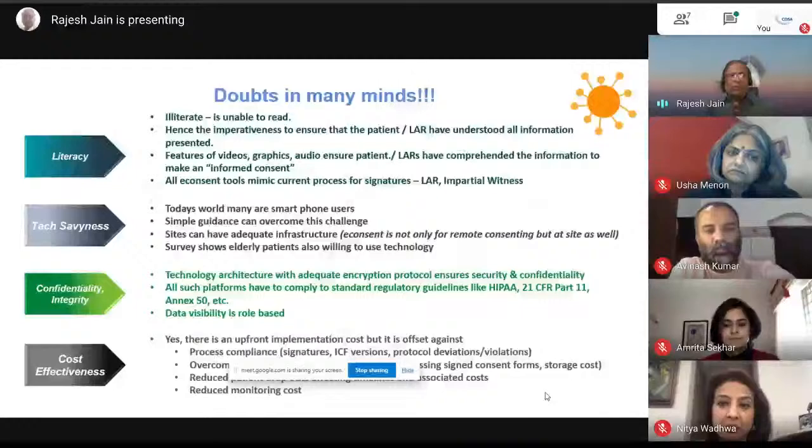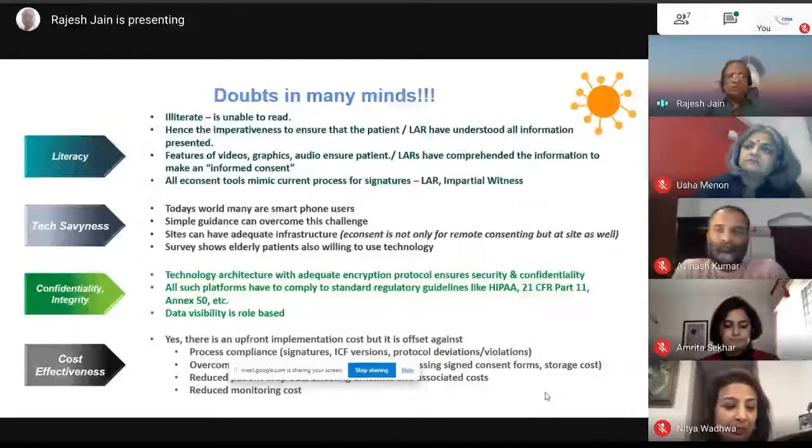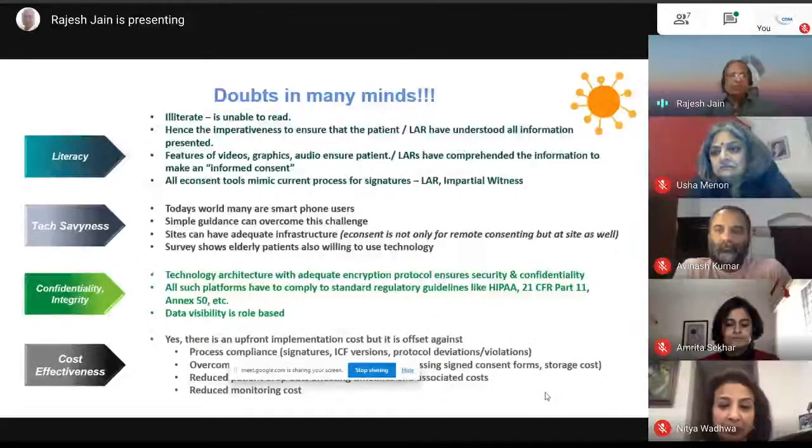And more importantly, although you are a CRA who has access to the platform and has access to remote monitoring capabilities, be rest assured that you won't be able to identify the patient, because we apply all the necessary principles as per HIPAA to make the data visibility role based.